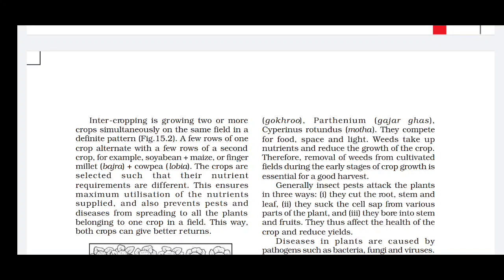Weeds can be removed by mechanical methods and preventive methods. In mechanical methods, they are uprooted by hand, during plowing, burning, and flooding. Preventive methods include proper care at the time of seedbed preparation, and sowing of crops, intercropping, and crop rotation will prevent the growth of these weeds, or by using weedicides at the time of sowing the seeds will also prevent the growth of weeds.